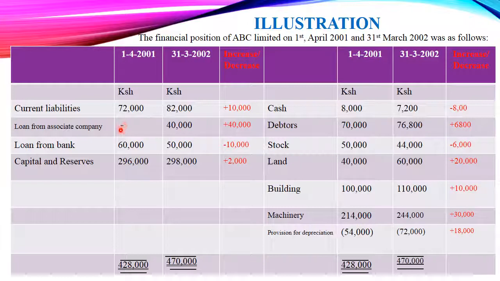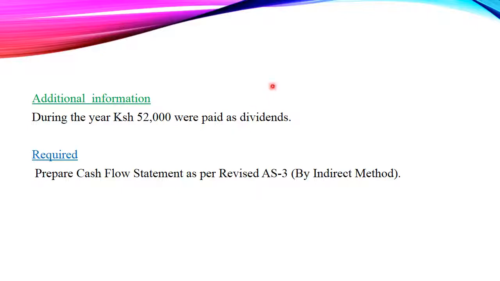If you go to this loan from associate company, at first, that is in 2001, they didn't have a loan, but on 31st of March 2002, there is a loan of 40,000. It means that they have acquired a loan of 40,000, and that is why we have that increase of 40,000. We are also given some additional information. We are told that during the year we have dividends of 52,000 that were paid. Then you are required to prepare the cash flow statement as per the revised AS3 by indirect method.